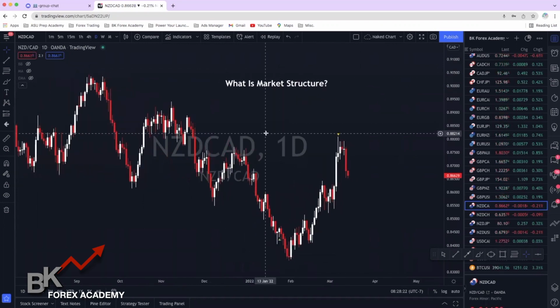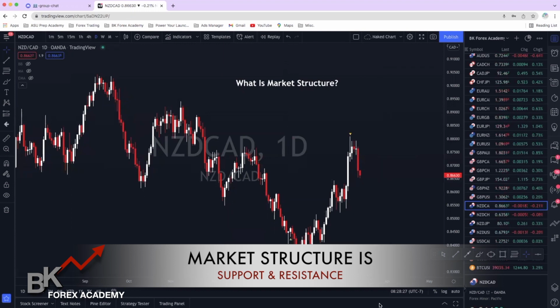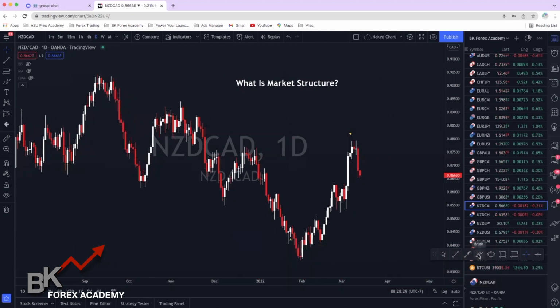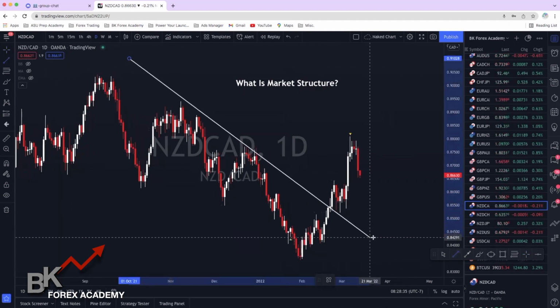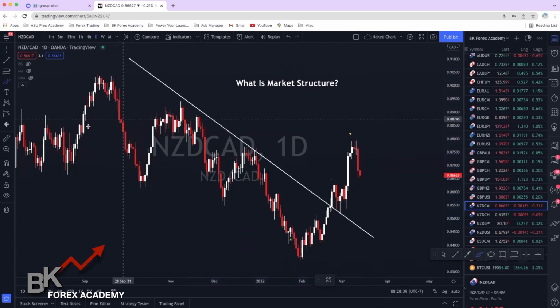When you see structure on your chart, it is nothing more than support and resistance. It's that simple. So regardless of what you hear, don't let it confuse you. It's just support and resistance on your chart. So for example, you can see previously that this market was in a downtrend. And if I wanted to define the market structure, anytime you have structure on your chart, if you have a previous uptrend, it's always going to come to a halt.